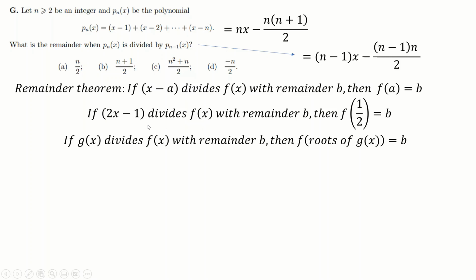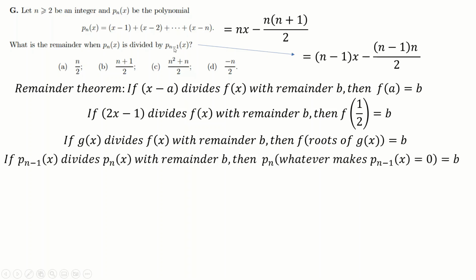equals b. So I'm now saying, if this is much more complicated, some sort of function g of x, whatever the roots are, in the same way that half is the root of this because it makes it 0, and a is the root of that because it makes it 0, I can just shove those in f and I'll get b. So I can use this with these two functions then. I can say if p minus 1 of x, n minus 1 of x divides pn of x with remainder b, and b is the thing I want to find, then pn of whatever the roots this function has will equal b. So I hope that's quite clear.